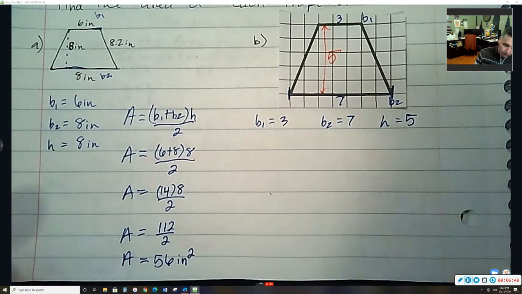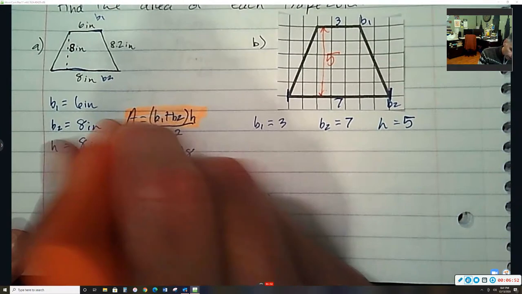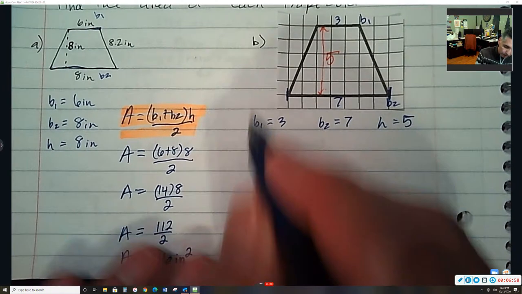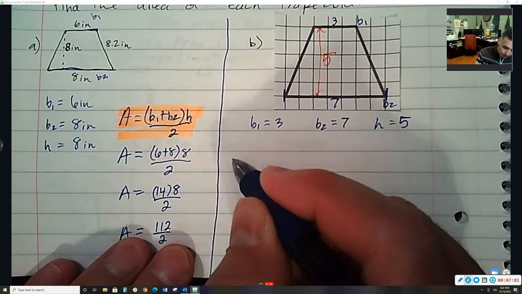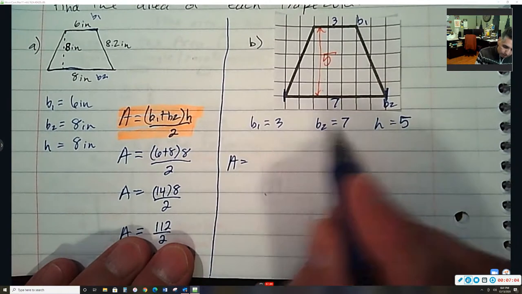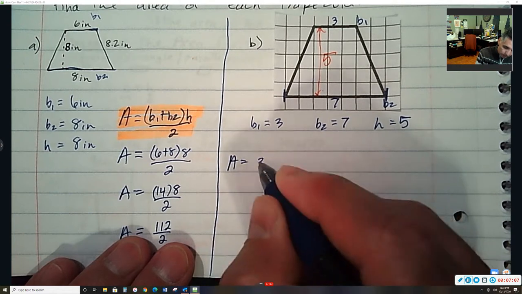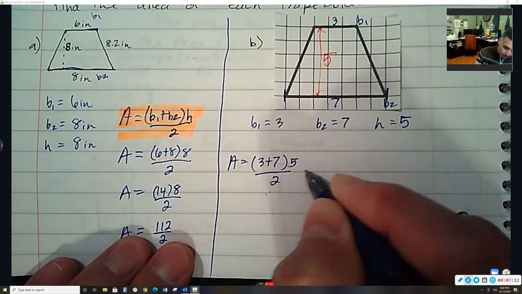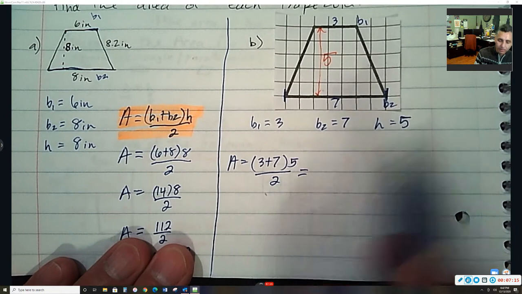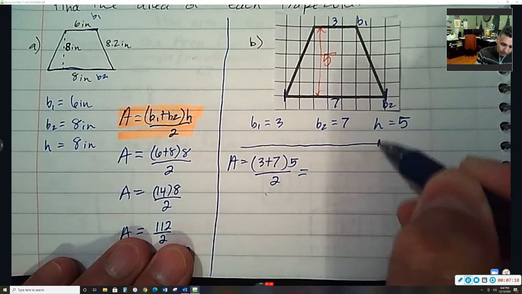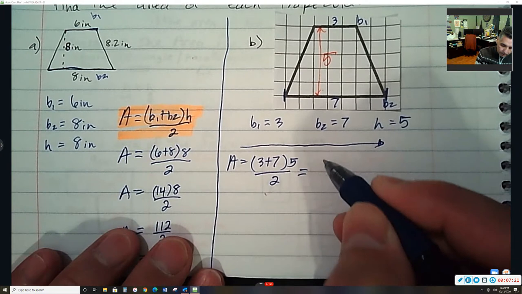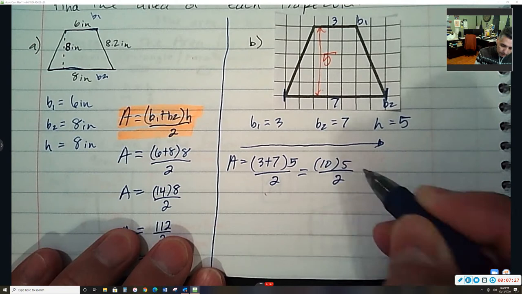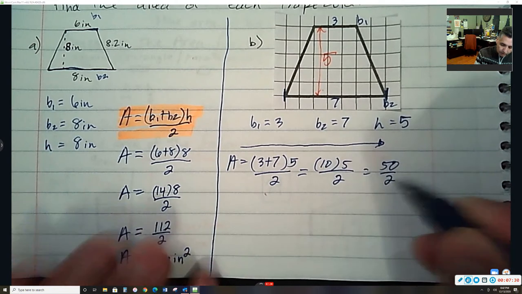Okay, here's the formula. I'm not going to rewrite it. I'm just going to use it again. So if I put everything in the formula, it's going to look like this. Area is B1 plus B2 times the height divided by 2. So I'm gonna work my way this way, horizontal. I'm gonna go across this way. So 3 plus 7 is 10. 10 times 5 is 50. And then 50 divided by 2 is 25.